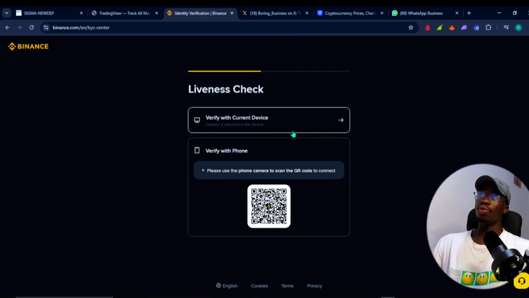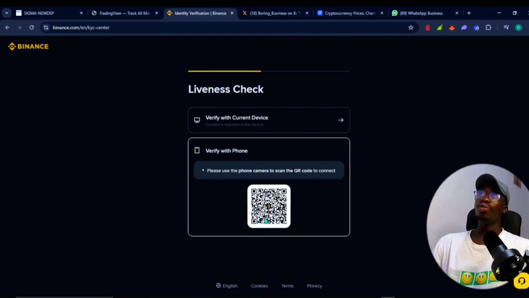You'll be brought to this page, which will need you to do a live check verification. That is to ensure you are not a robot, and that you are not registering more than one account. Now, for you to continue with this, you have two options: either you choose to do it with your current device or you choose to do it with your phone.